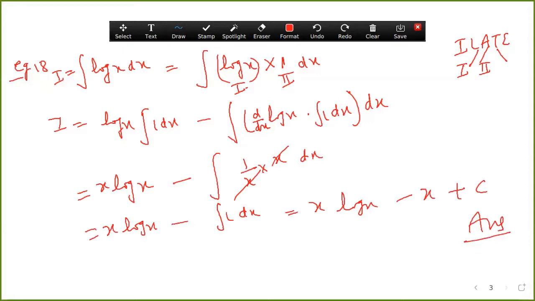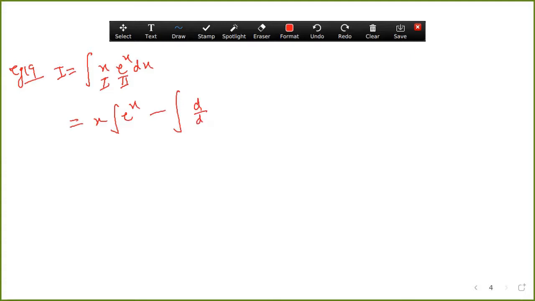Now come to example number 19. Integration of x into e to the power x dx. Now you have to take x as the first and e to the power x as the second. But you will get x integration of e to the power x minus derivative of x into integration of e to the power x and integration of product.